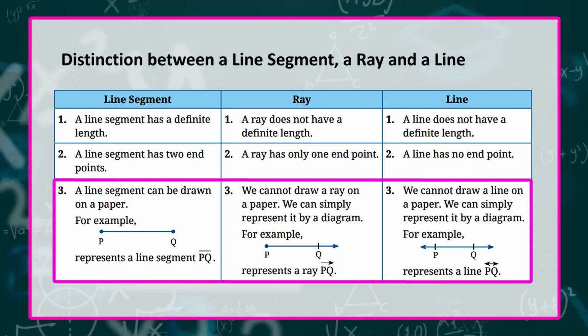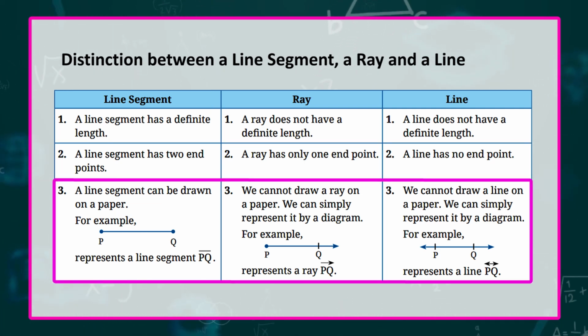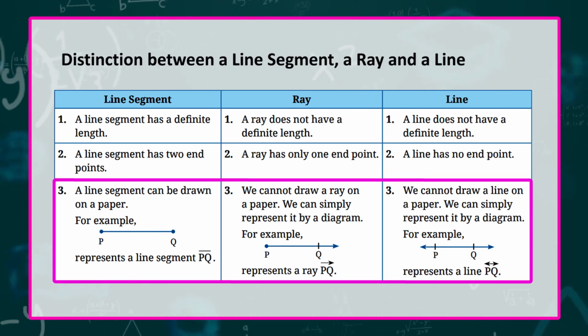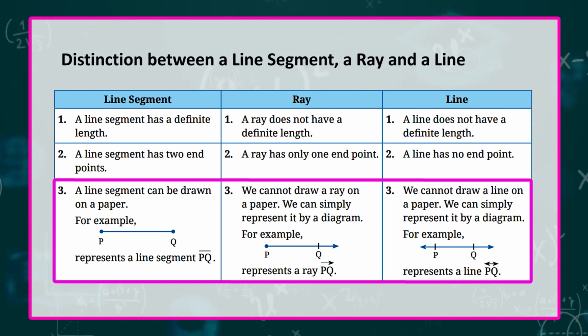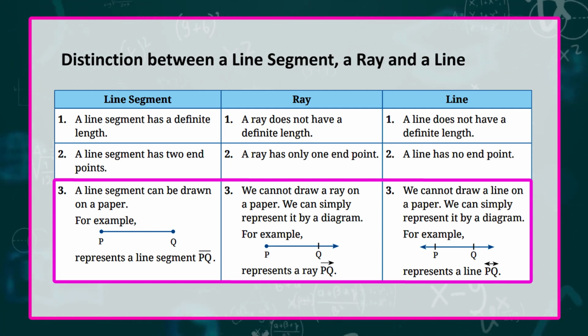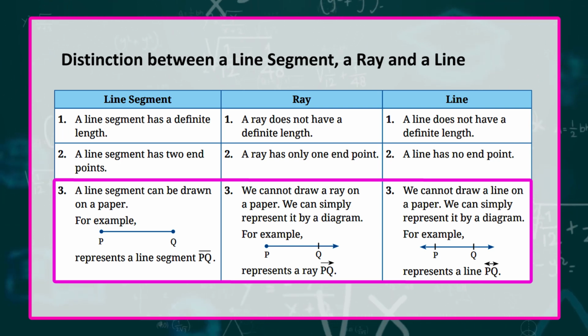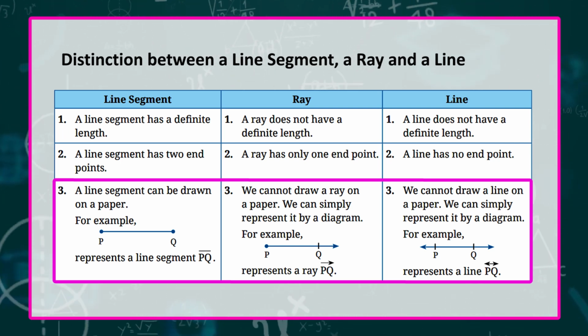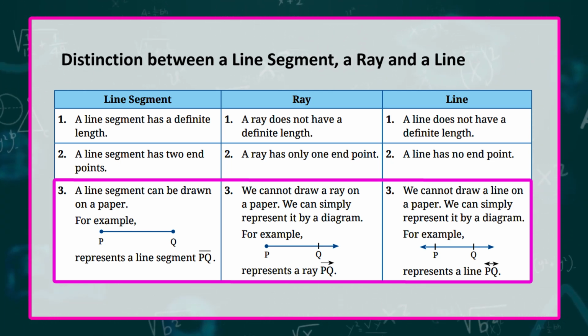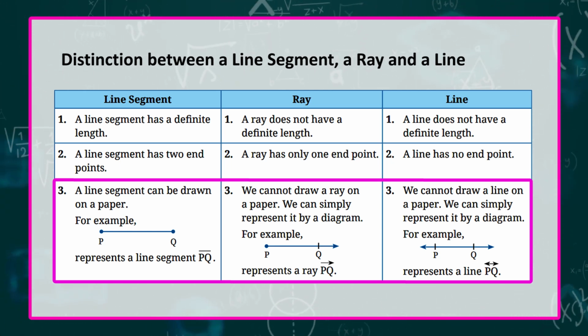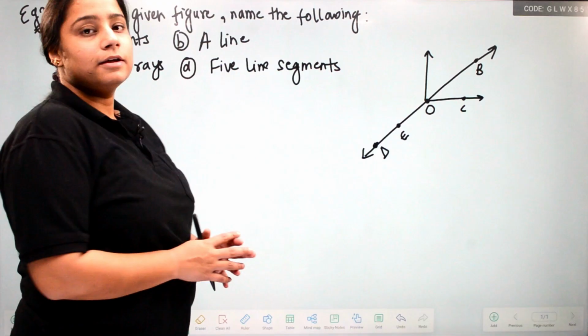A line segment can be drawn on a paper, for example, this represents a line segment PQ. We cannot draw a ray on a paper, we can simply represent it by a diagram, for example, this represents a ray PQ. We cannot draw a line on a paper, we can simply represent it by a diagram, for example, this represents a line PQ.